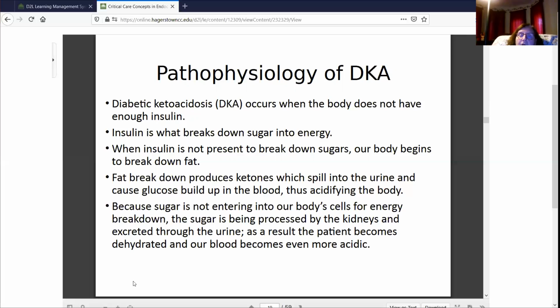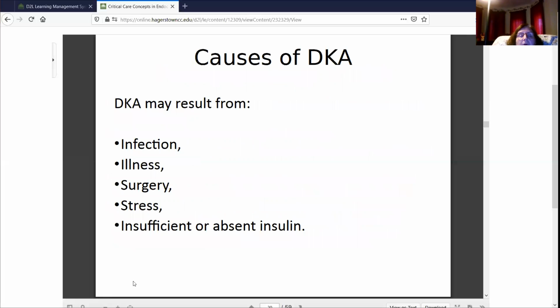Because sugar is not entering into our body's cells for energy breakdown, the sugar is being processed by the kidneys and excreted through the urine. As a result, the patient becomes dehydrated and our blood becomes even more acidic. Okay. So what are the causes of DKA? Infection, illness, surgery, stress, and insufficient or absent insulin. Okay.